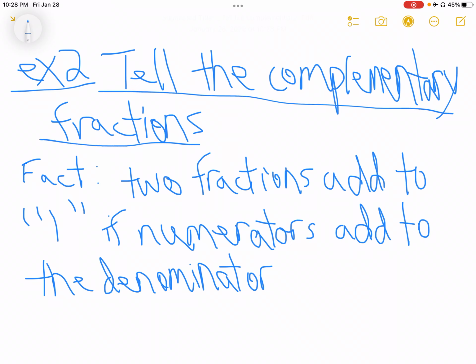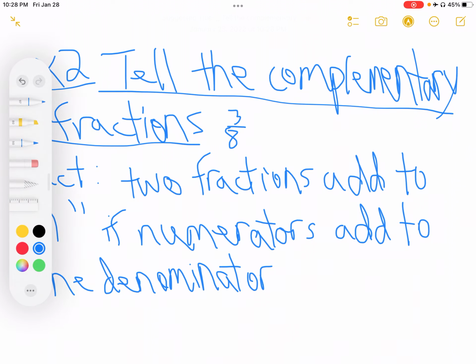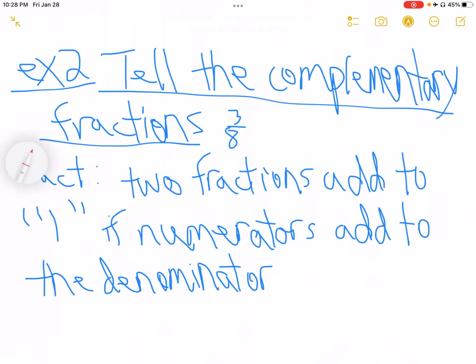and then I said, well, for 3/8 then. So for 3/8, what is the complementary fraction for that? Well, using my fact here below, it says two fractions add to 1 if the numerators add to the denominator. Okay, so then I'd say my complementary fraction for this would be 5/8, right? Because if I add 3 and 5 here, then I'm going to have 8/8.